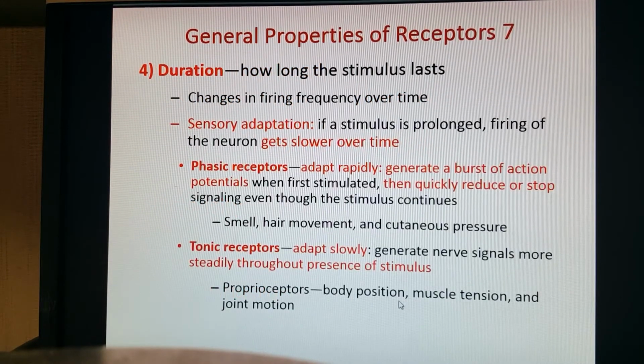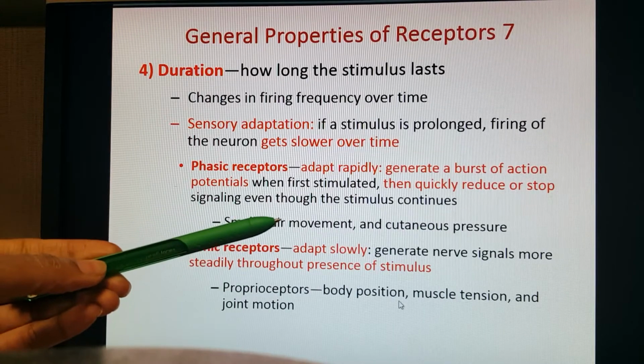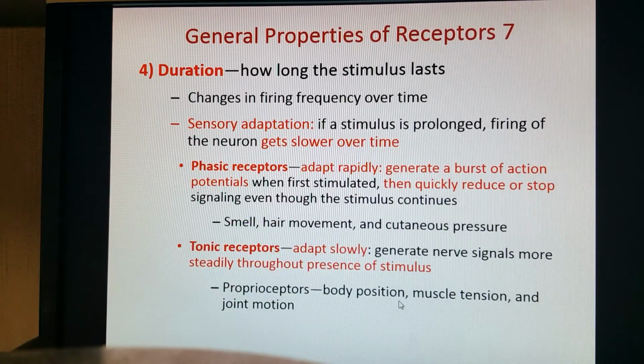The last one is duration, so how long it lasts. So for some senses, you can actually adapt to that sensory information. So the signal that is sent is still sent, but it gets slower over time. So you have 2 different types of receptors and how they adjust for sensory adaptation. So you have your phasic receptors that adapt fairly quickly. So for example, smell, movement of the hair on your skin, as well as cutaneous pressure.